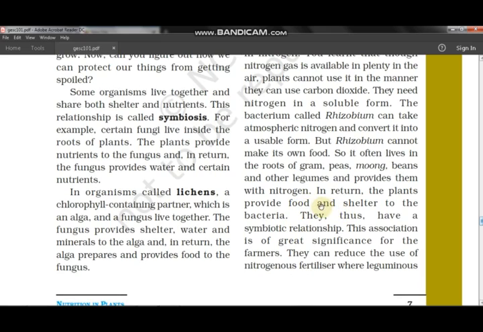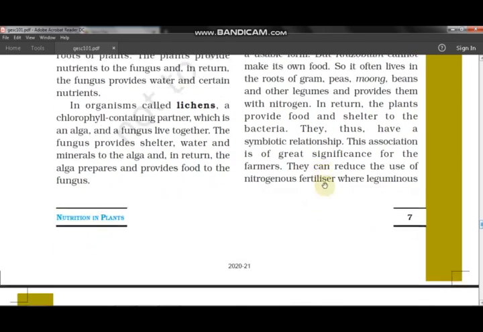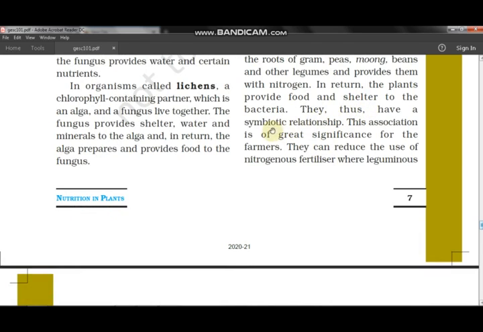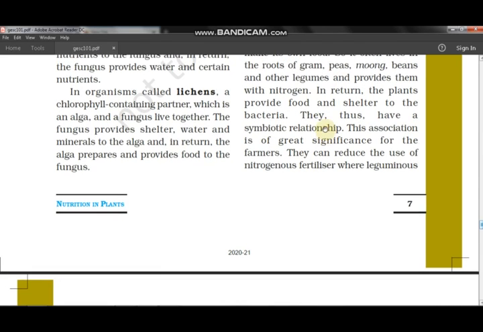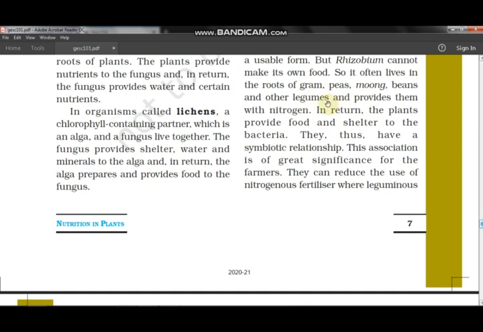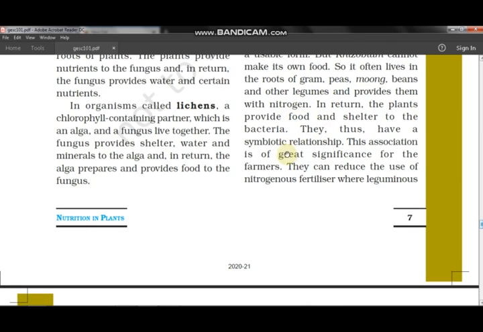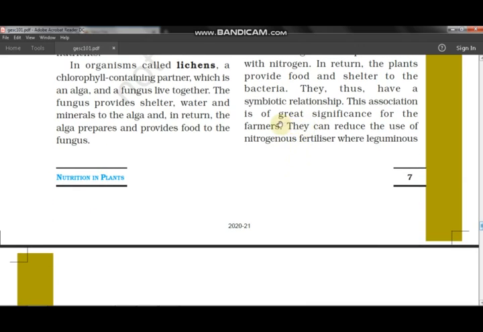So he provides nitrogenous substance or nitrogenous mineral to the plant, and the plant provides them food and shelter. So they thus have a symbiotic relationship. We have seen another kind of symbiotic relationship between the gram, pea, mung beans, okay, leguminous plants, and the rhizobium.